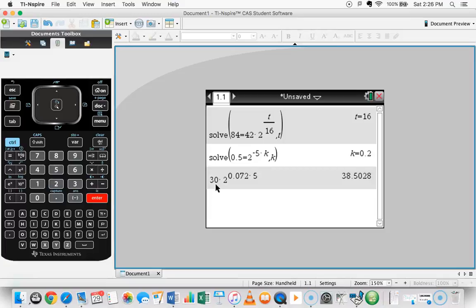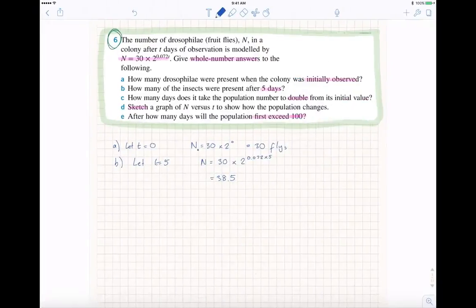Now, the question did ask that we give our answers in whole numbers. The question is, do we round up or do we round down? I would disagree with the book. The book rounds up. I would round down because in order to get 39 flies, it would have to have slightly more than 5 days elapsing. So in other words, at the end of 5 days, we'd only have 38 whole flies. So I would round down there and say that that's 38 flies.